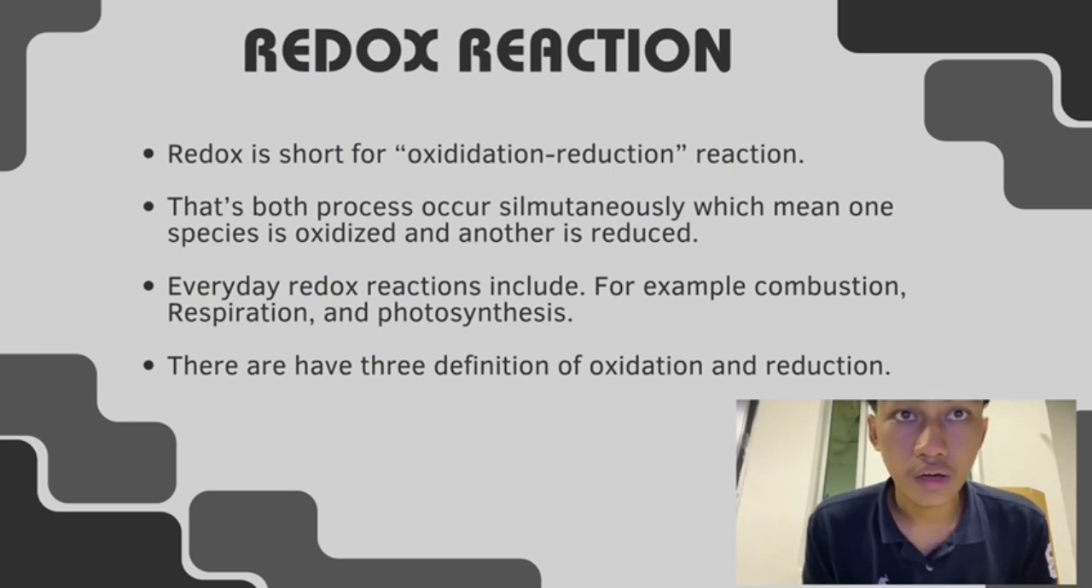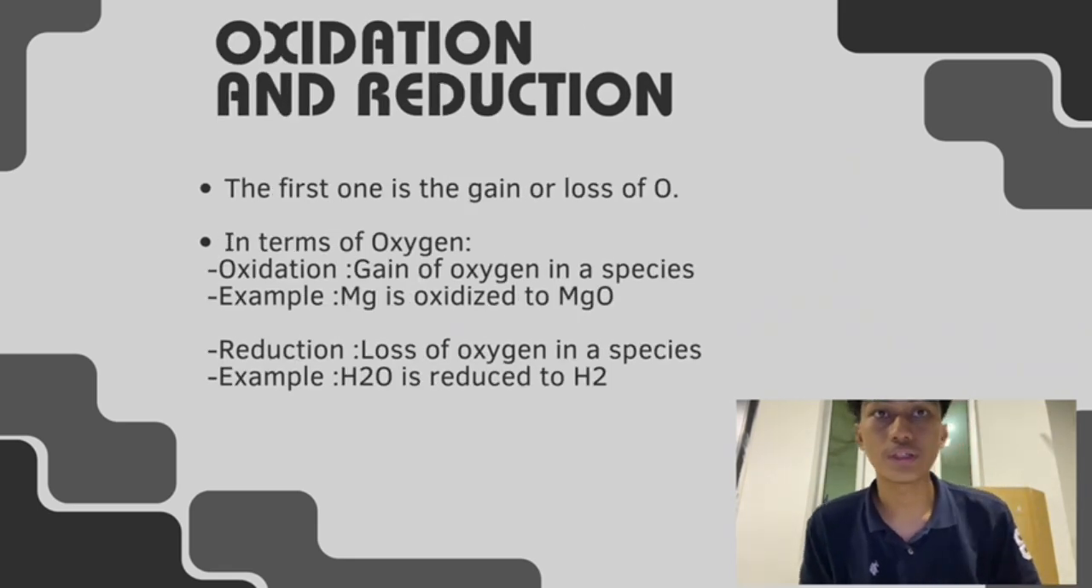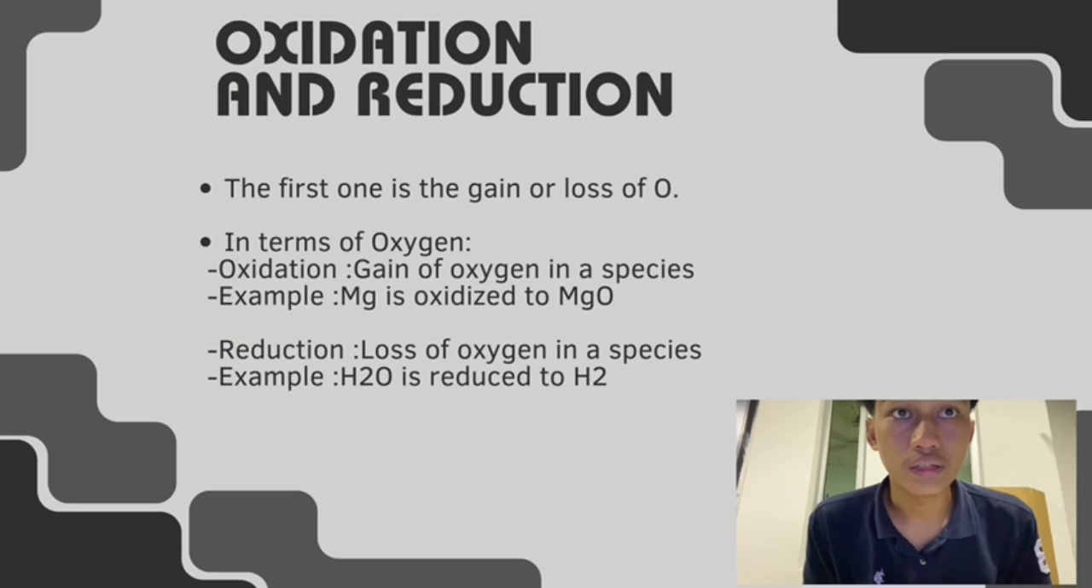And there are three definitions of oxidation and reduction. The first one is gain or loss of O. What is O? O is oxygen. So this is in terms of oxygen. We have oxidation and reduction. Oxidation is gain of oxygen in a species, for example, Mg is oxidized to MgO. And reduction is loss of oxygen in a species, for example, H2O is reduced to H2.